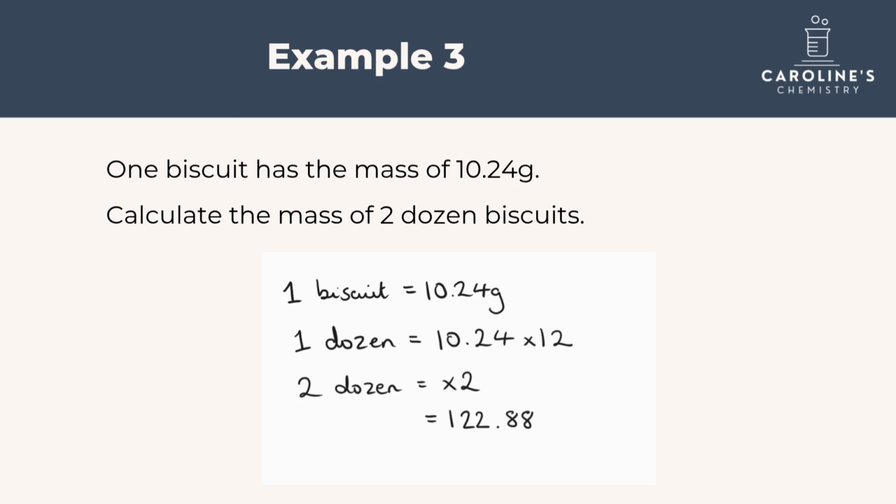122.88 grams. Now we do need to think about significant figures here, especially if you're an A-level student watching this. Now, my original number in my question was given to 4 significant figures, so that's what I'm going to give here. So therefore, 4 significant figures, there's my first 3. I'm going to round this to 122.9 grams. Don't forget units. There we go.